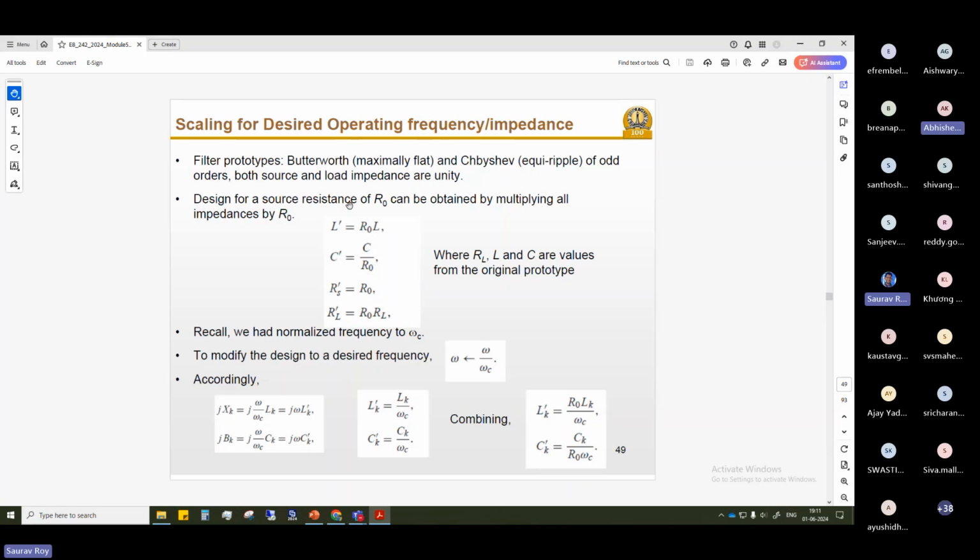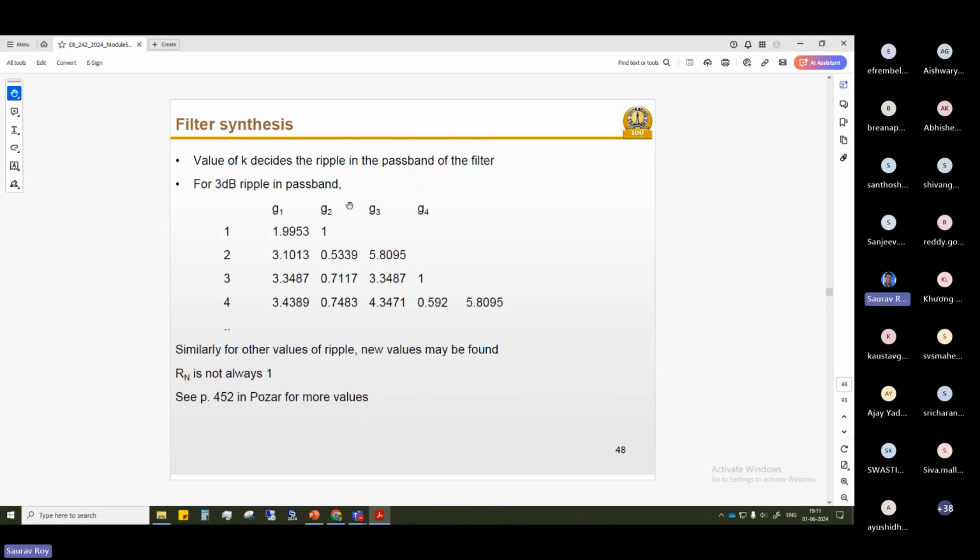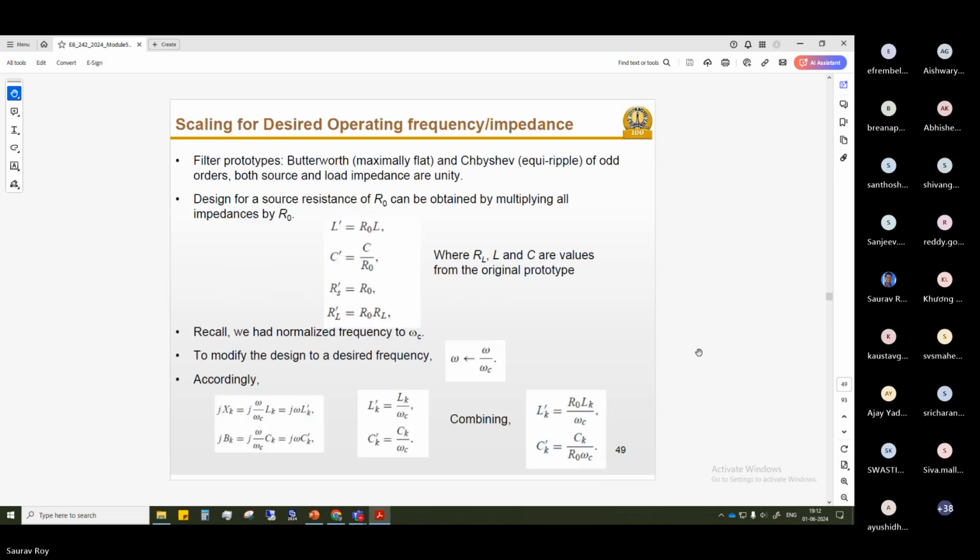So far, as I told you, all these tables are normalized tables. So this will not directly give you the value of capacitor or inductor. To get the actual components, you have to get back from the normalization. So the thing is, initially we have taken the source resistance to be 1, or R naught has been taken as 1. If the source resistance is not 1, you have to multiply or divide by this factor.